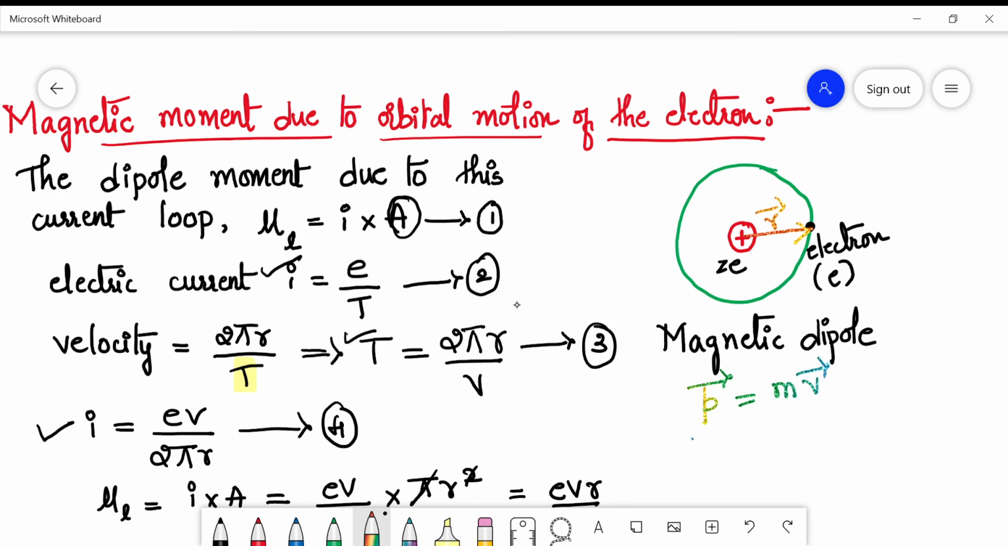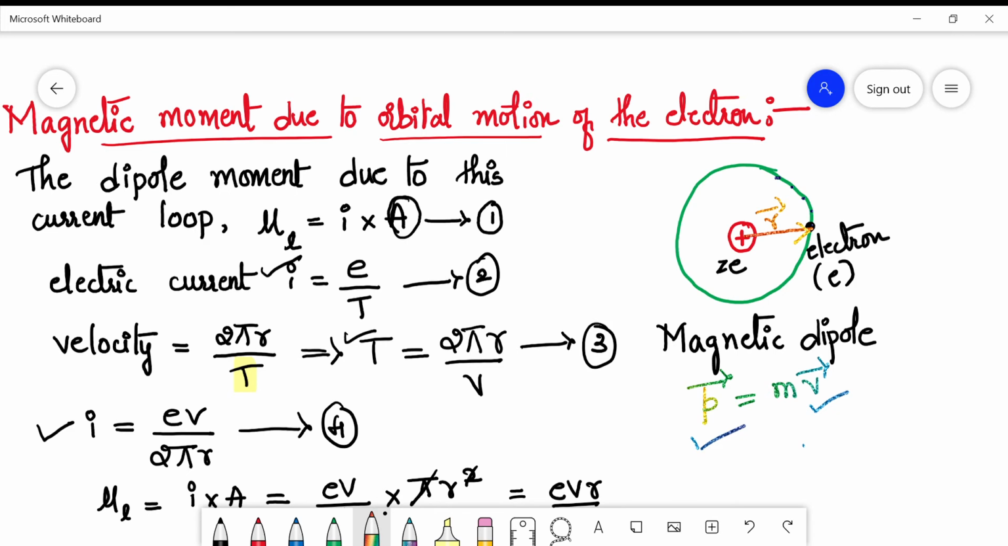Now, the direction of P and the direction of V are the same, right? So, what is the direction of V here? For any circular path, the linear velocity at different points we can find by drawing a tangent.